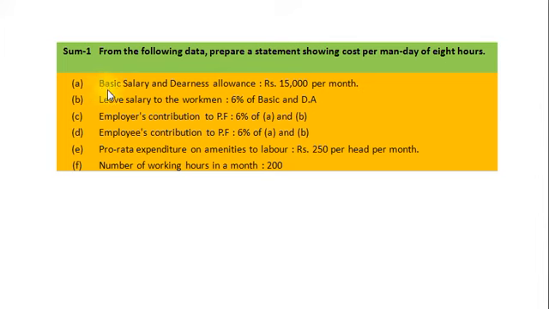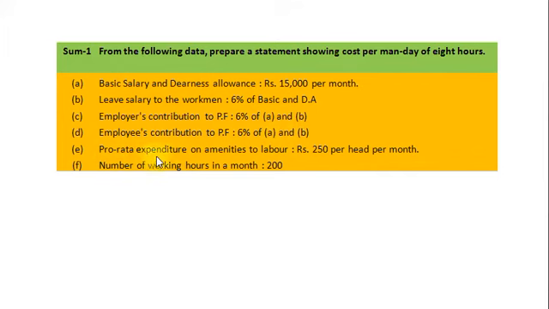The information is: A, basic salary and dearness allowance, rupees 15,000 per month. B, leave salary to the workmen, 6% of basic and DA. C, employer's contribution to PF, 6% of A and B. D, employees' contribution to PF, 6% of A and B.